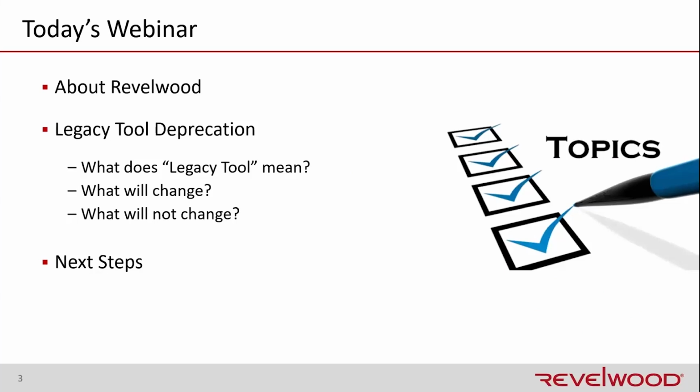So you can jump forward. So what are we going to do today? We'll give you a quick overview of Revelwood and who we are. And then we'll go into the legacy tool deprecation. What does that really mean? What will it change? What won't it change? We'll walk you through all those steps. And then we'll jump into the next steps and how we'd like to follow up, and what you might be able to do with it later on.